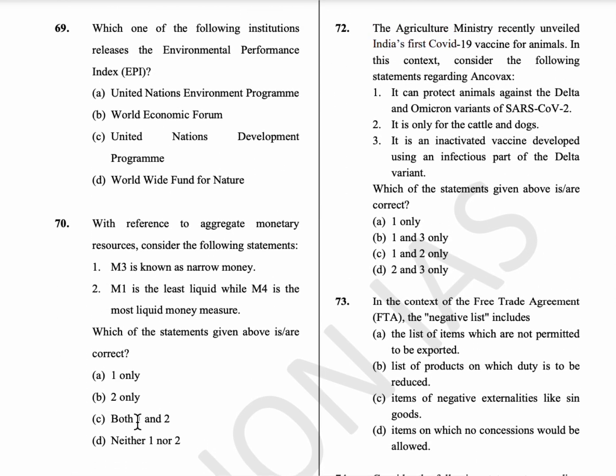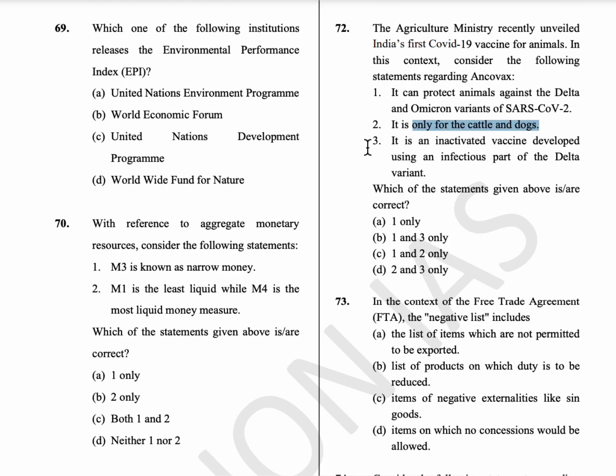72nd question, the Agriculture Ministry recently unveiled India's first COVID-19 vaccine for animals. In the context, consider the following regarding ANCOVAX. First statement is, it can protect animals against Delta and Omicron variants of SARS-CoV-2. Second statement is, it is only for cattle and dogs. Second statement is wrong, because this vaccine is for cattle, dogs, lions, leopards, mice, rabbits, etc. So second statement is wrong.